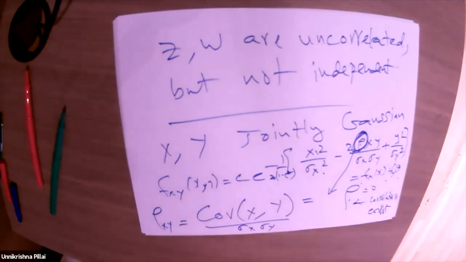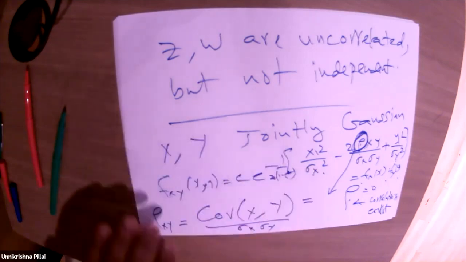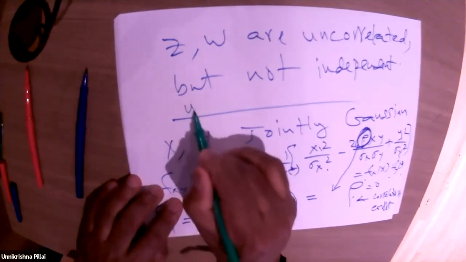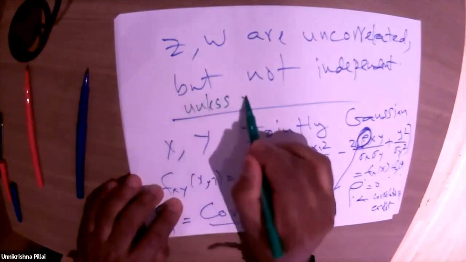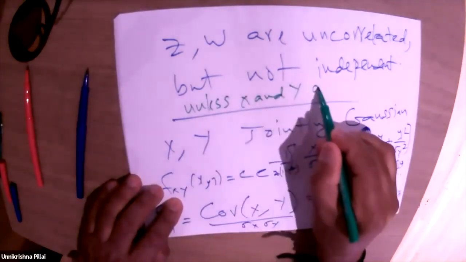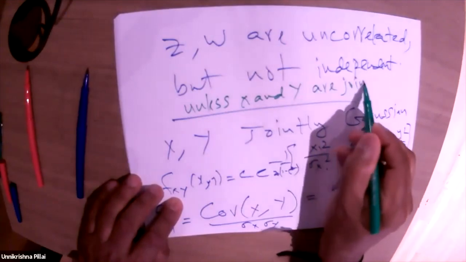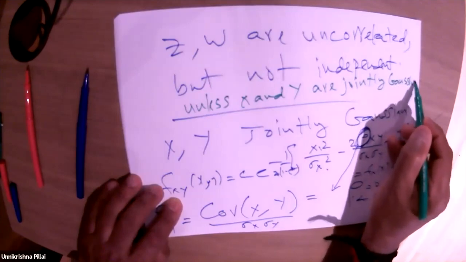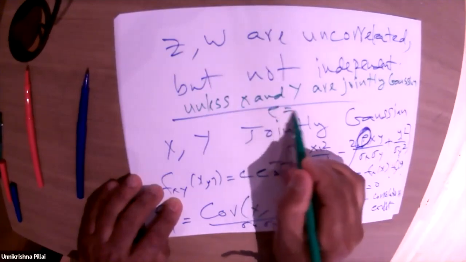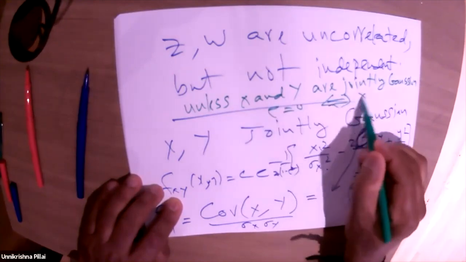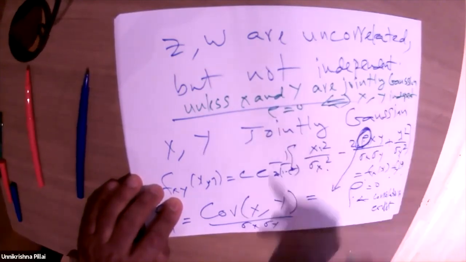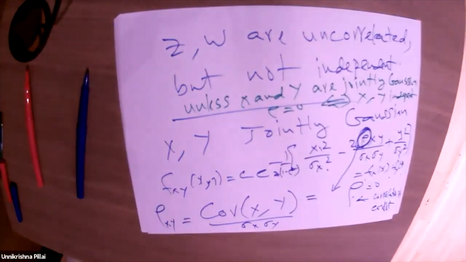So we have one exception, the jointly Gaussian case. Even if you put it, that will be 0. So I'm going to write it here. Unless X and Y are jointly Gaussian. So if X and Y are jointly Gaussian, rho equal to 0 is the same as X and Y being independent. If X and Y are independent, rho is 0. If rho is 0, X and Y are independent.